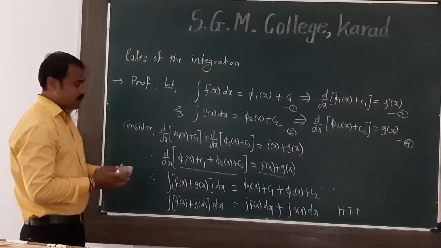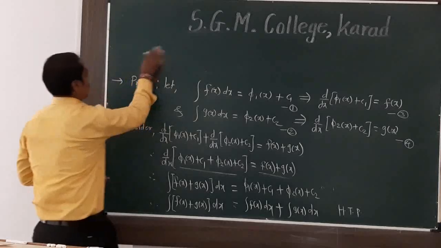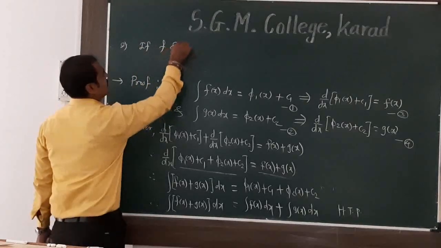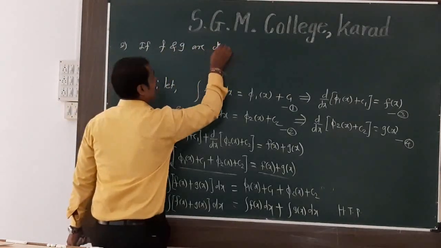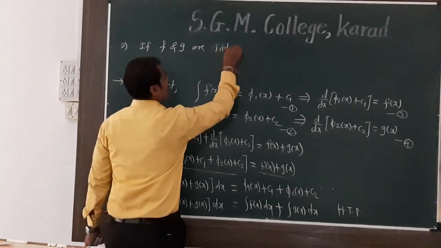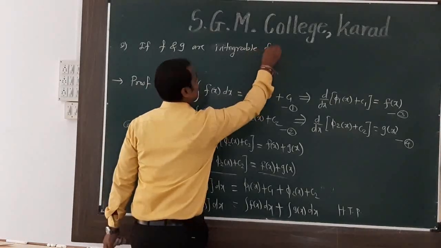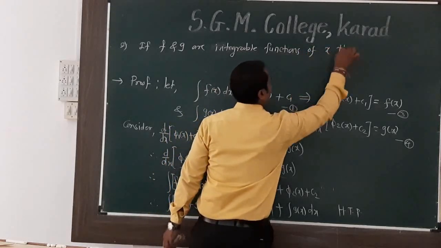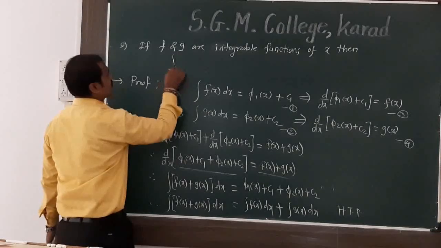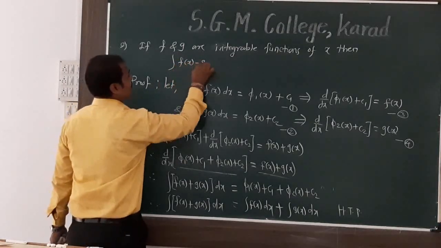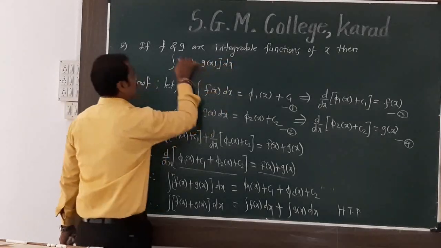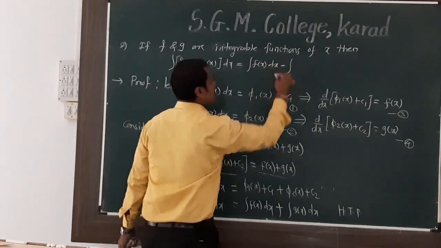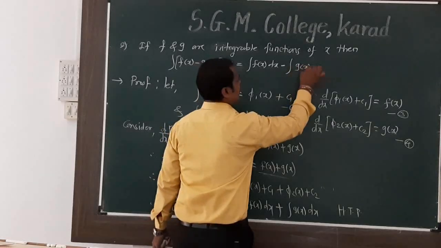Okay, now we are proving our second theorem or second rule, which is, if f and g are integrable functions of x, then prove that integration of f of x minus g of x dx is equal to integration of f of x dx minus integration of g of x dx.